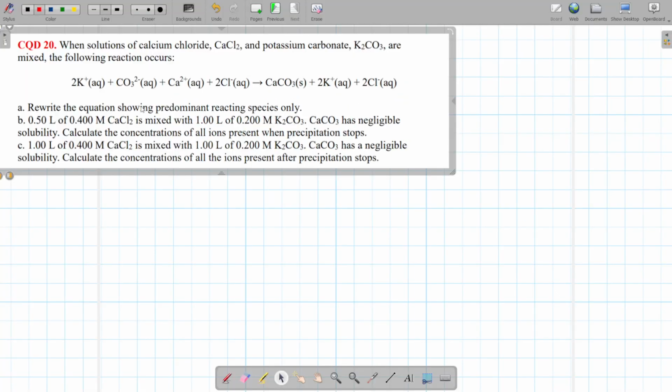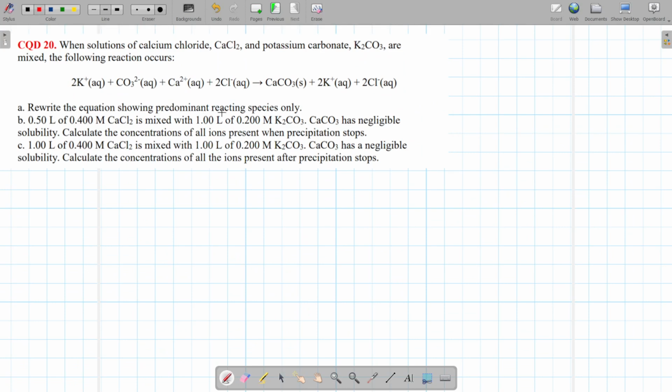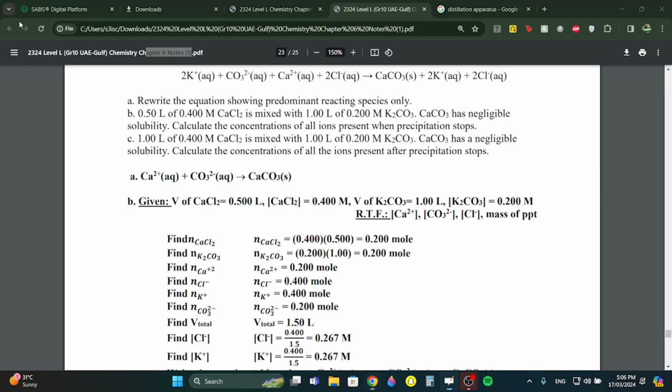For part A, they're saying rewrite the reaction showing the predominant. So we have calcium carbonate, calcium chloride, and potassium carbonate. They're mixing here. They wrote it as the overall ionic: the potassium carbonate and calcium chloride produce a precipitate, the solid calcium carbonate, and potassium chloride. They want the predominant reacting only. For the predominant, you take the precipitate, you write an arrow like this, and then you see how did I get CaCO3? It was Ca2+ plus CO3 2-, obviously aqueous. Is that correct? Yes. Okay. Part B.